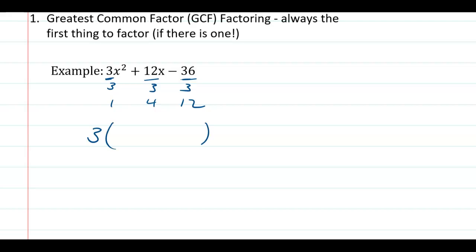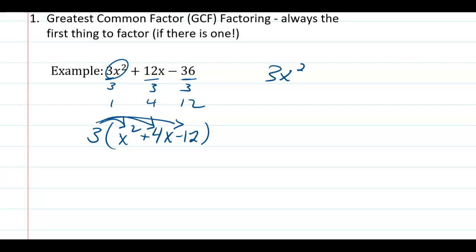And what goes in the first spot in the parentheses? Well, I like to say, what do I multiply 3 by to get a 3x squared? It's an x squared. So I'm thinking about how I would distribute the 3 into something to get back to the 3x squared. And to get to the 12x, I would multiply by a 4x. So 3 times 4x is a 12x. And then 3 times a negative 12 would be that negative 36. That's one way to do it.